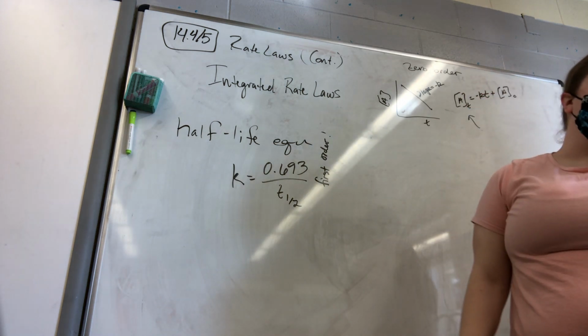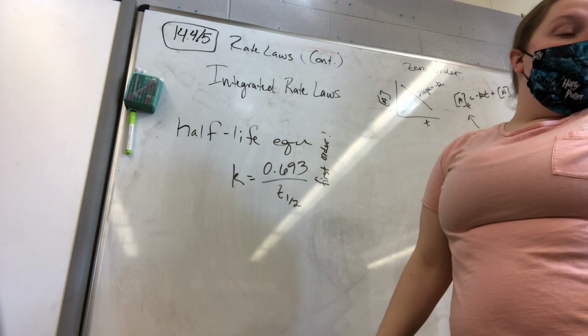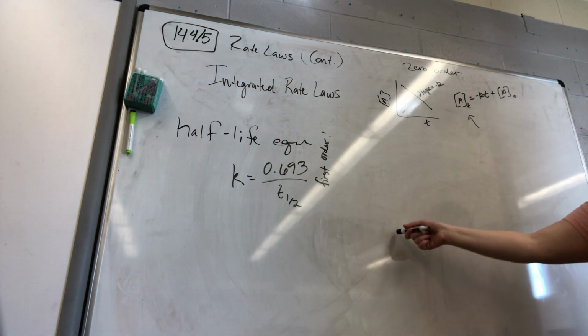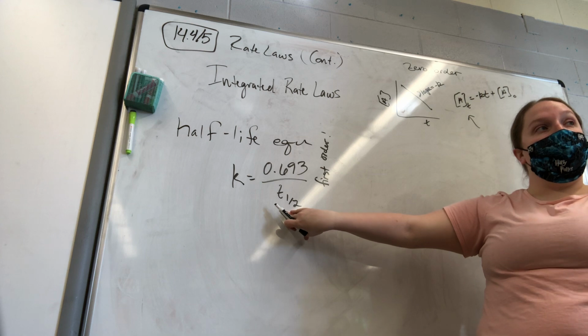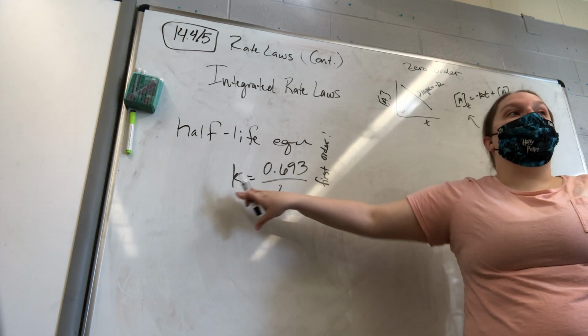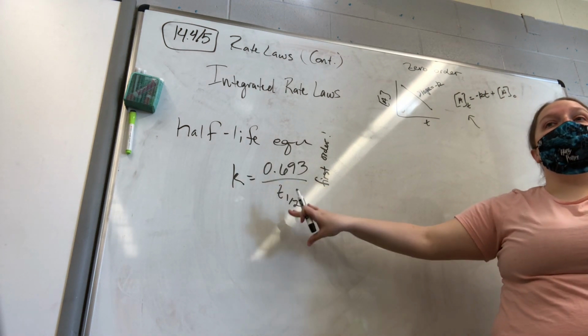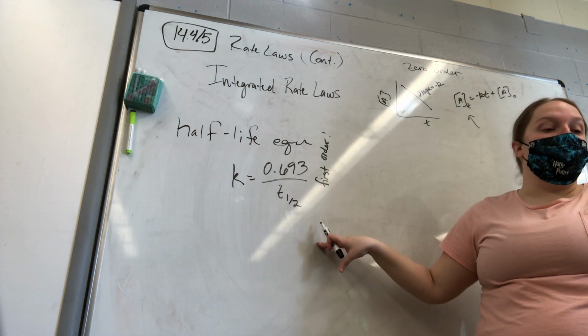So there's our first order half-life equation. In solving this particular equation, we can solve for the time it takes for half of a sample to decay, or we can solve for the rate constant if we know that information, right? You would have to know one or the other in order to use this particular equation.